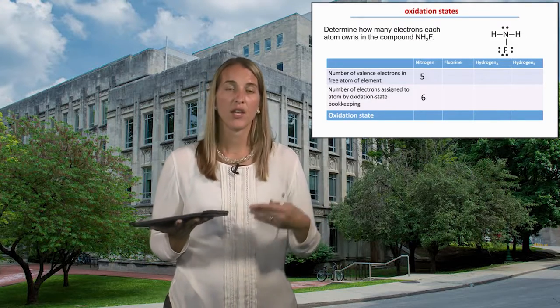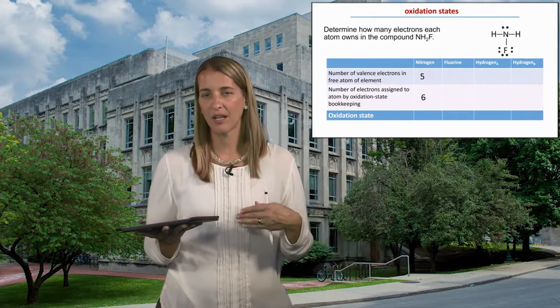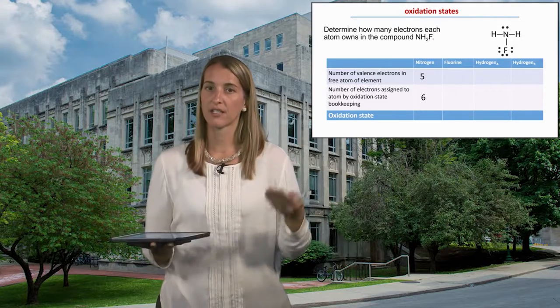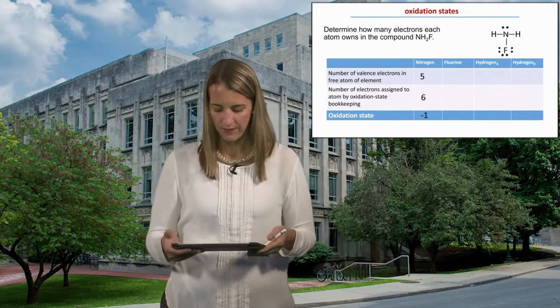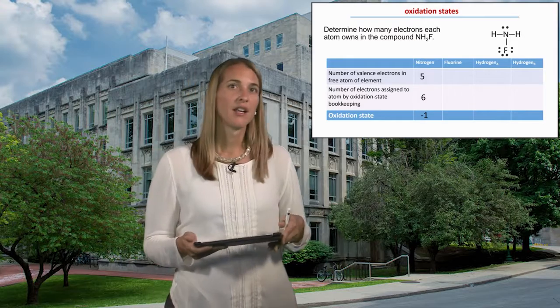Now there's also a bond between the nitrogen and fluorine. Those 2 electrons will go to the fluorine because fluorine's more electronegative. So nitrogen gets to count the 2 electrons between each of the nitrogen-hydrogen bonds and the 2 electrons in the lone pair, so a total of 6. 5 minus 6, we have -1 here.